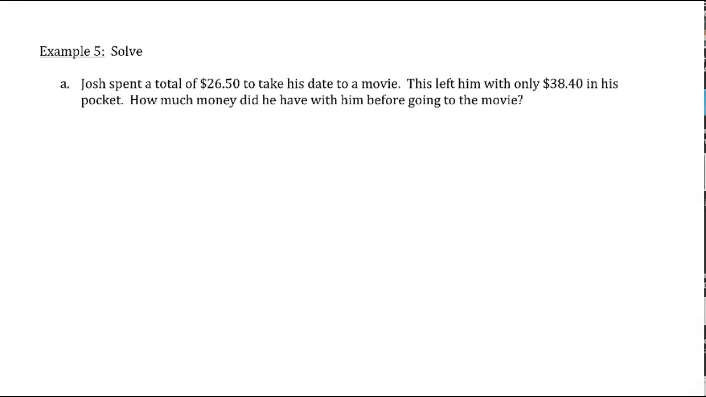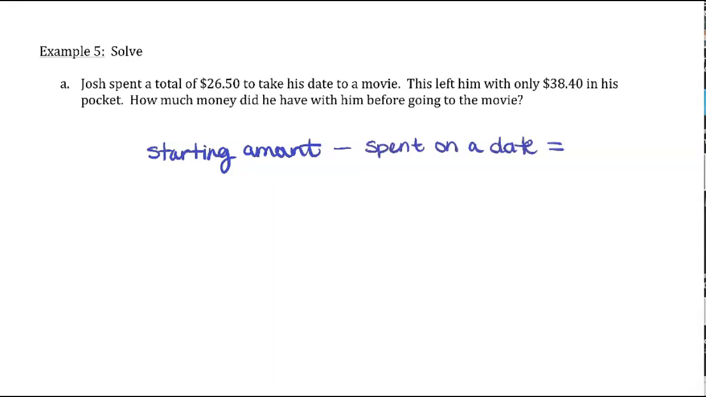We know that Josh started out with some starting amount of money. Then he took someone on a date. That means he subtracted money from his starting amount. At the end of the night, he had money left over. Now, let's fill in what we know. We know that he spent $26.50 on the date. We also know that he had $38.40 left in his pocket.